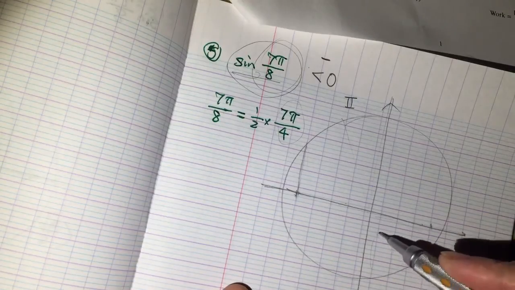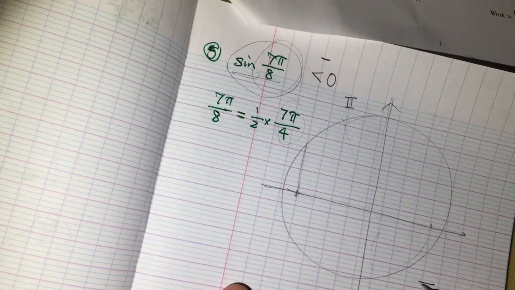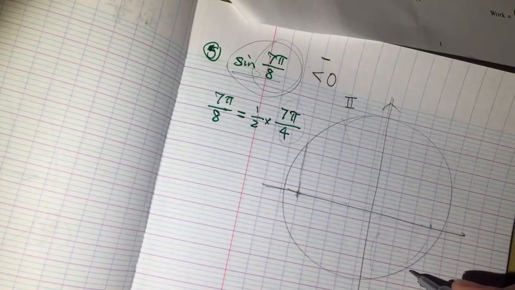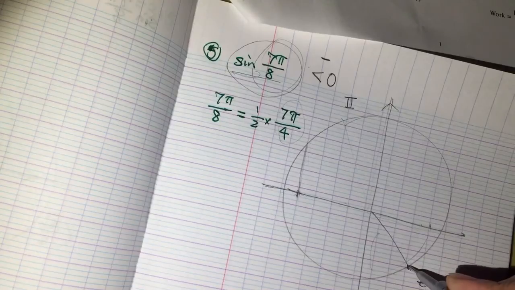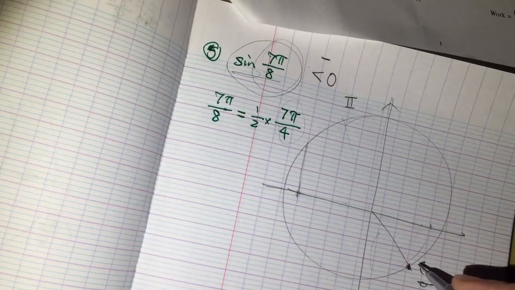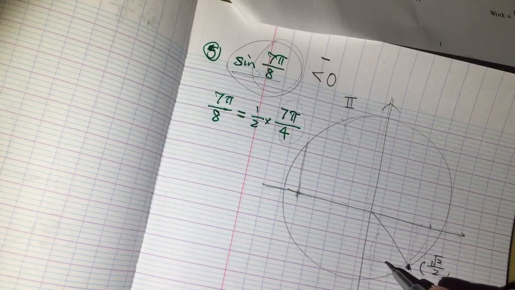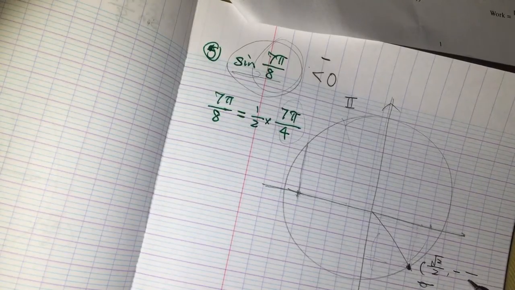So it is in the fourth quadrant, right? In the fourth quadrant, we know the coordinate will be: x value positive square root 2 over 2, and the y value is negative, negative square root 2 over 2.